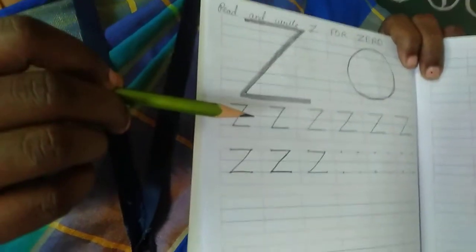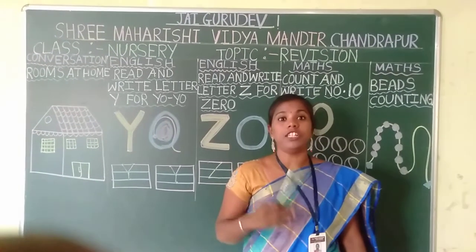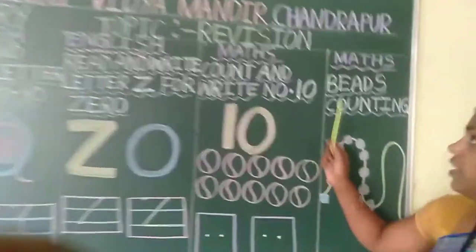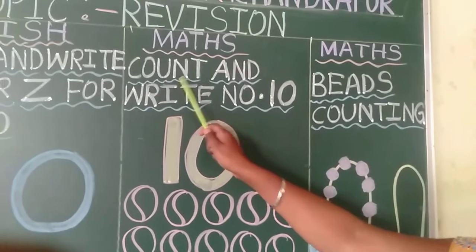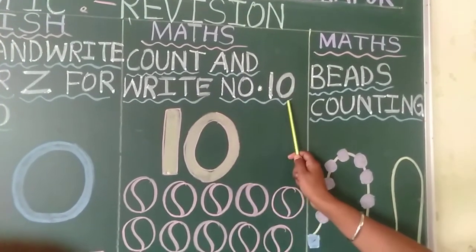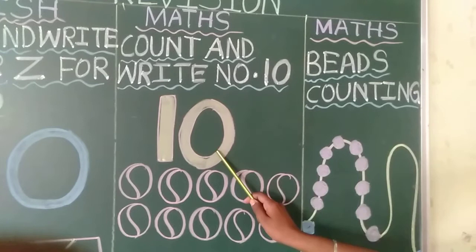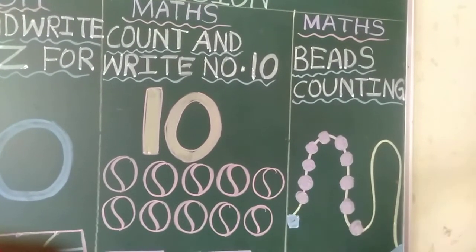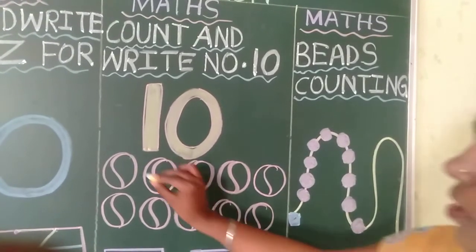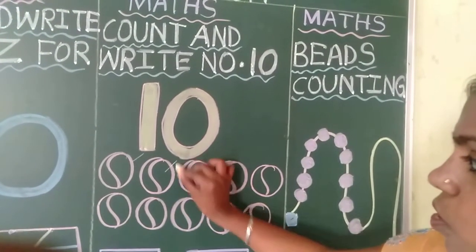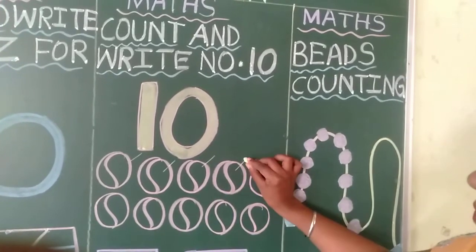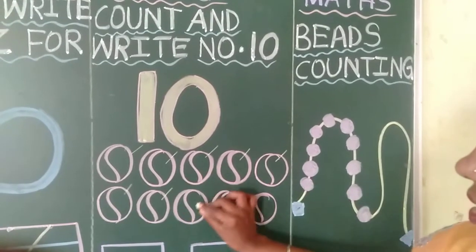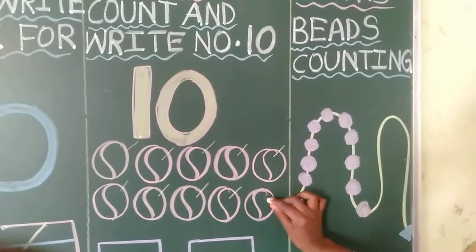Okay, students? Now we will see what teacher taught you in maths. Okay, let's see. In maths, teacher taught you count and write number 10. Which number? 10 number. Here some balls are there. Let's count how many balls. Okay. 1, 2, 3, 4, 5, 6, 7, 8, 9, 10.